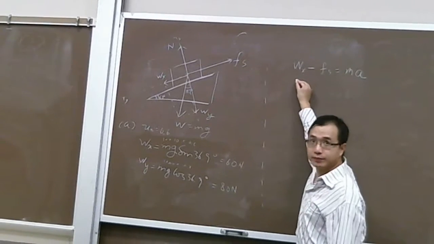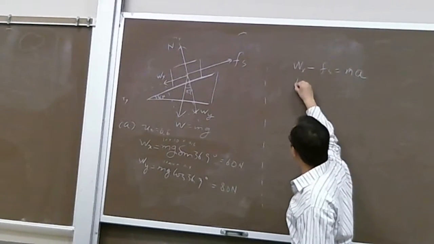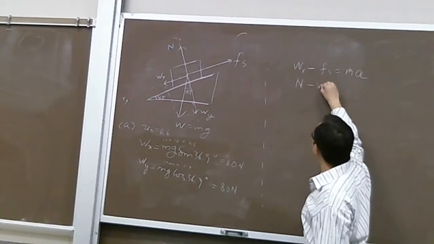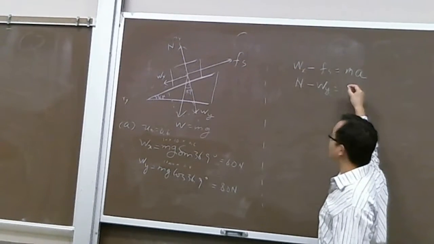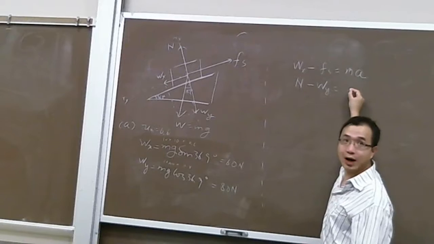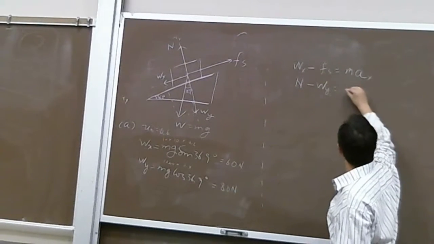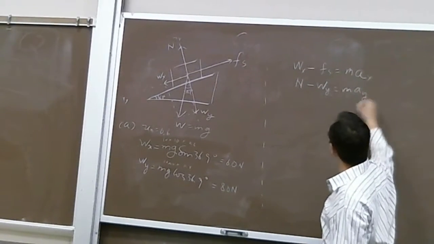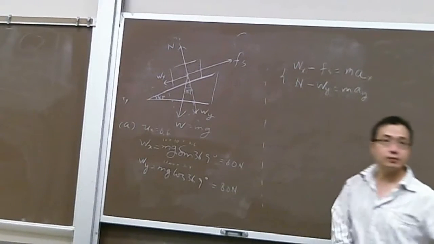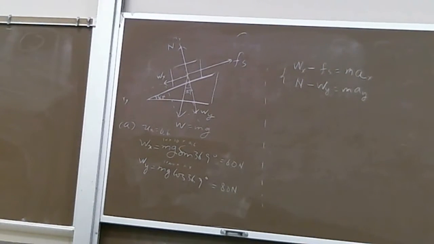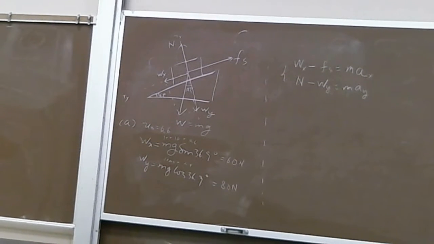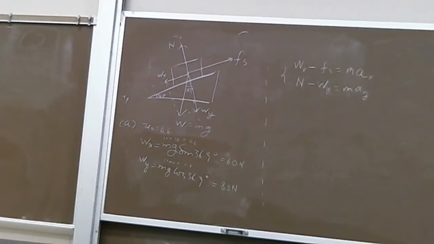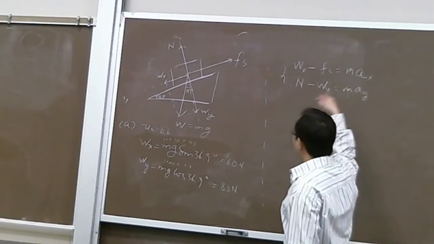Along the y direction, the importance of the y direction is you should get N minus Wy equals may. Precisely, here is max, this is may. Okay, that's a true equation. Any question here? For Newton's second law, how can you write them down? I'm just writing down the equation F equals ma in a detailed form. And then you can simplify.